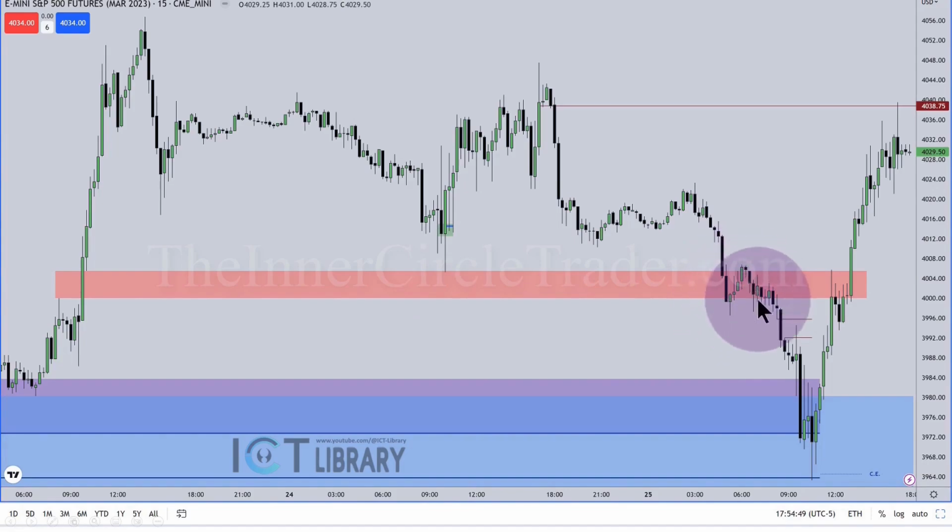And then what? We start to work down. This whole shaded area becomes what? A balanced price range. It's delivered both sides. Down, up, and then left it. Come back in. Consequent encroachment. That's the last line of defense. And goodbye. Next, it plunges.